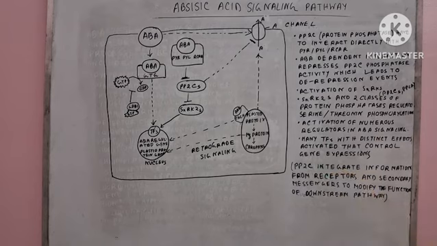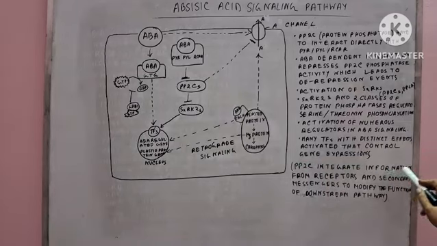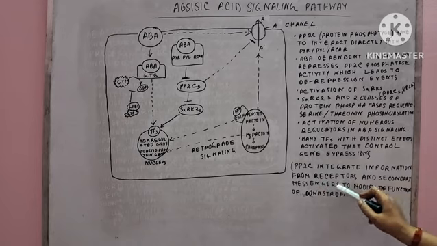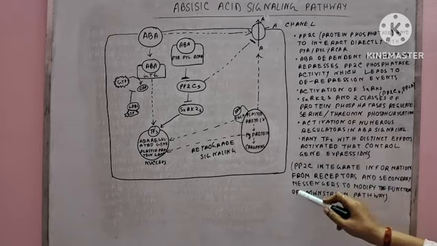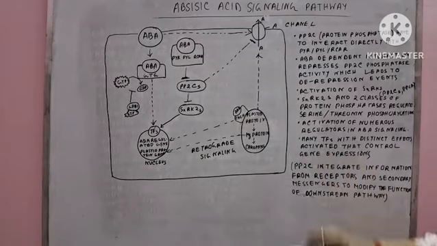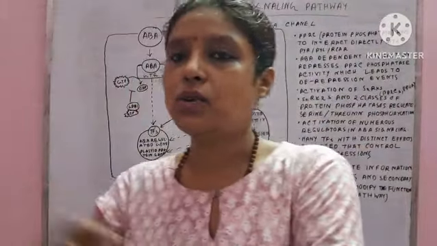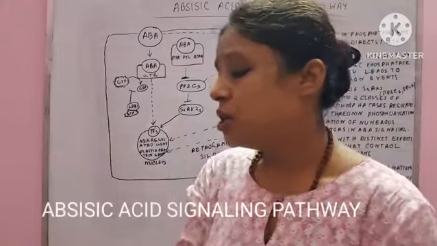So what is the function of PP2C? It integrates the information from the receptors and the secondary messengers to modify the functions of the downstream pathway. So this is the abscisic acid signaling pathway, briefly explained here. I think you understood it properly.